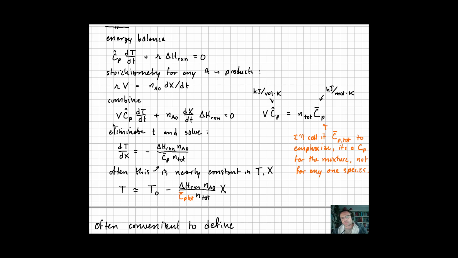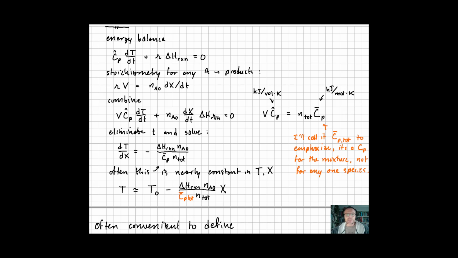You can write it in terms of the total number of moles. You can write it in terms of a sum over the heat capacities of every individual species multiplied by the number of moles of that species. So you can get this in a lot of different forms, and that makes this way of writing the equation particularly convenient. So here's my temperature derivative. Then I have the number of moles of A, the derivative of X with respect to T, and delta H reaction.